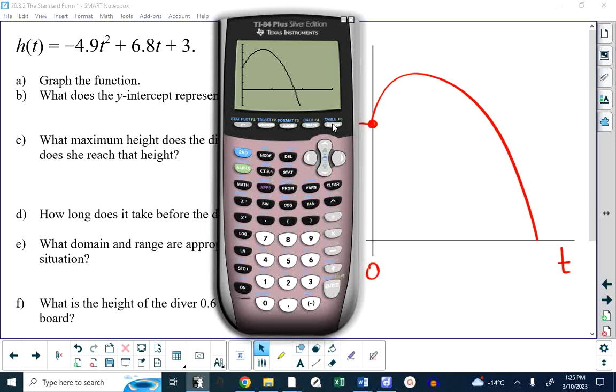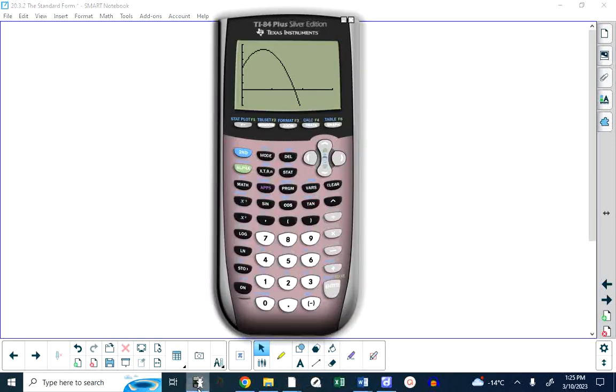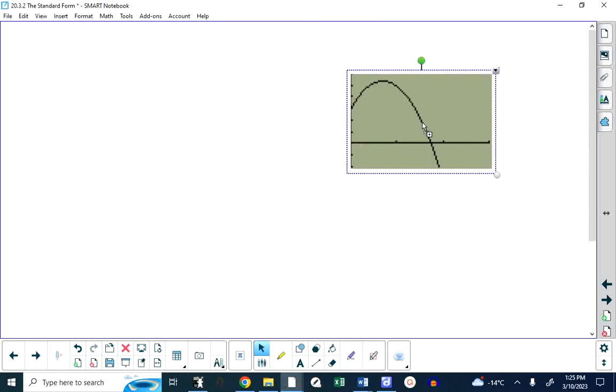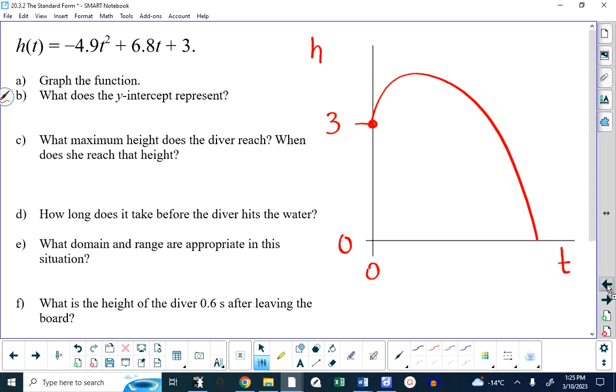Now, first of all, you understand that this part of the graph is meaningless because she's hit the water. Okay? We're not going to look at that part of the graph in terms of describing what's happening, but we need to see that part of the graph to calculate something. Okay? So this is what the graph looks like. And this is somewhere between, would you agree it's somewhere between 1 and 2 seconds? I better be careful here.